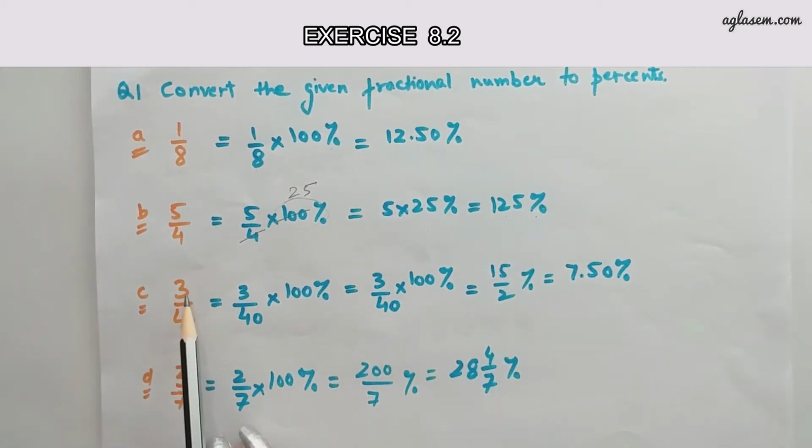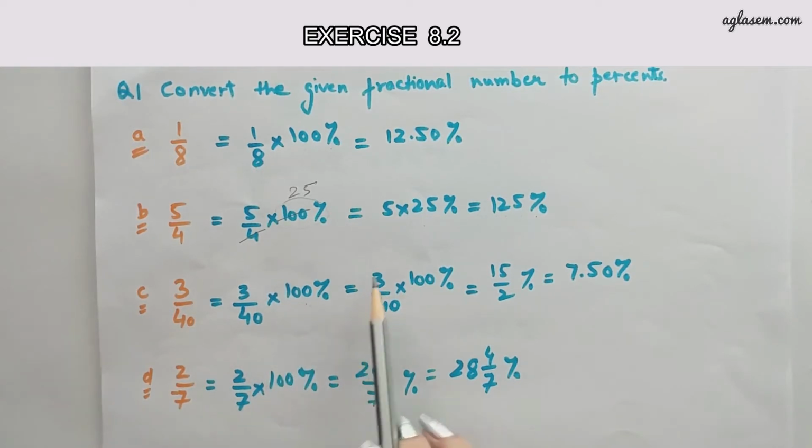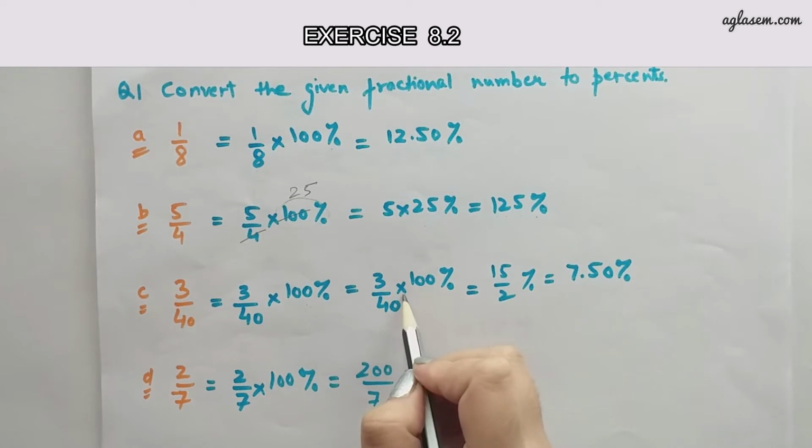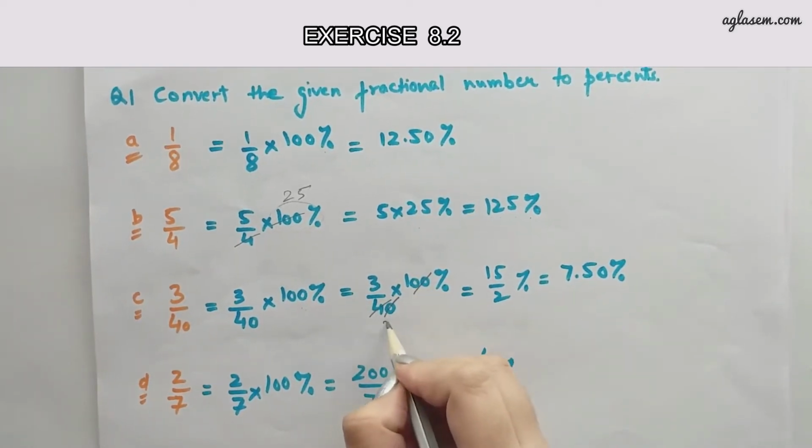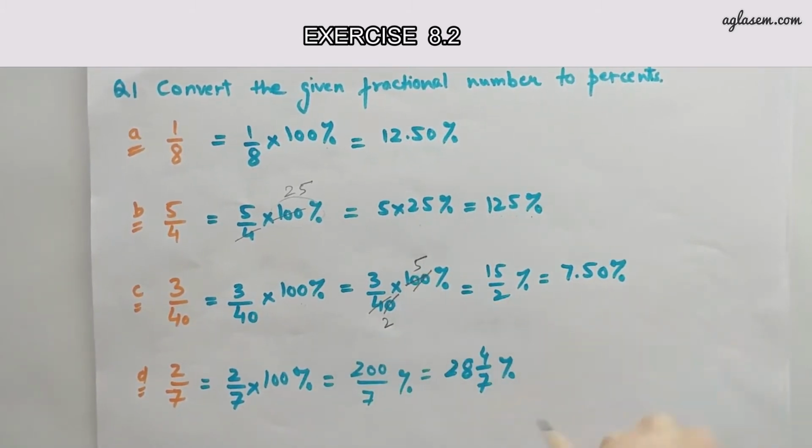So C part is 3 divided by 40. Now similarly we have to multiply it by 100. Now we see that it can be more simplified. We have to divide it with 2. So first of all we will cut it and we will get 2 2s are 4 and 2 5s are 10. So here it is 3 into 5 is equal to 15 divided by 2. Now we have to divide it and we get the answer 7.50%.